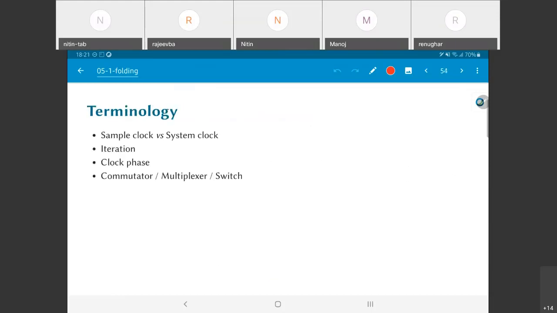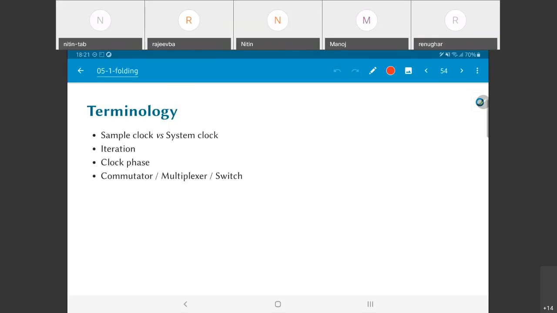All right. So some terminology to keep in mind over here. Like I said, there is a distinction between the sample clock and the system clock. Typically for resource shared implementations, the system clock is going to be faster. There is also this term iteration, which you are familiar with in different contexts so far. Pretty much what we are talking about is exactly the same meaning of iteration as in general data flow graphs. What I'm basically saying is that one iteration of this folded system corresponds to one full set of computations of all the nodes in the graph.